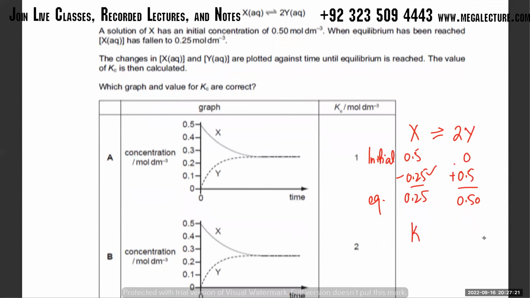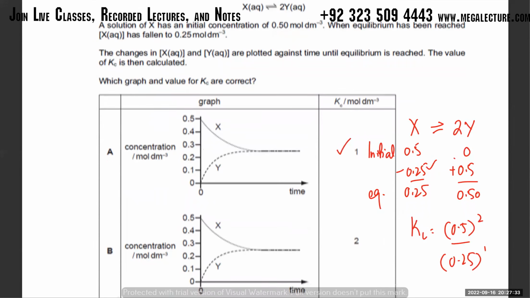And you have to calculate the value of Kc. It's going to be y squared, which is 0.5 squared, divided by 0.25 and power 1. So it will come to 1, okay? So your Kc value is going to be 1.